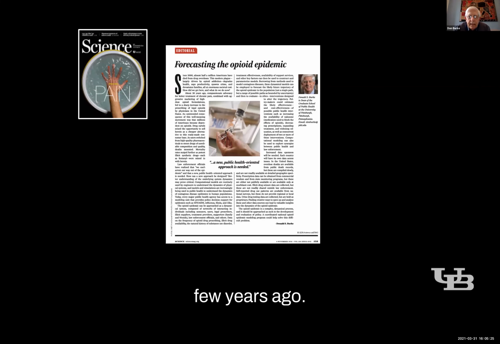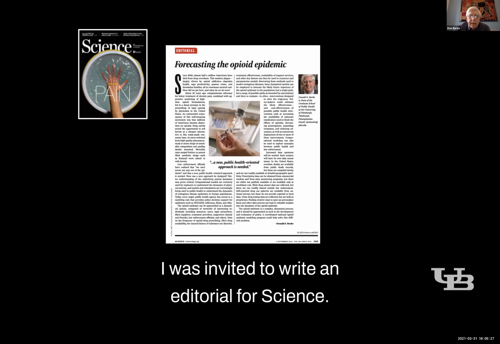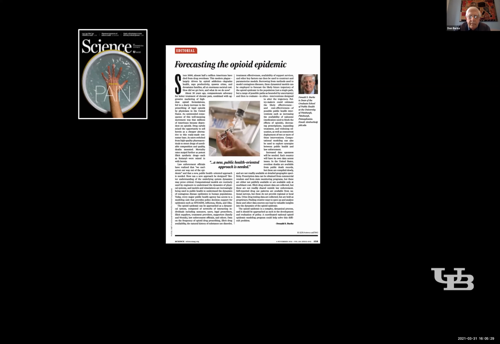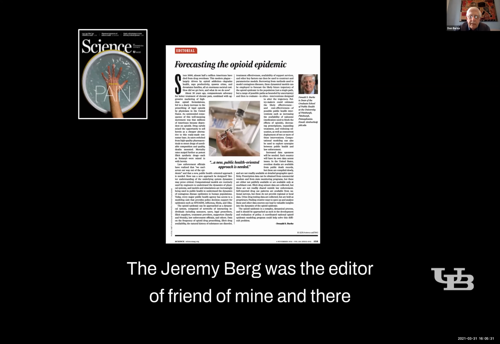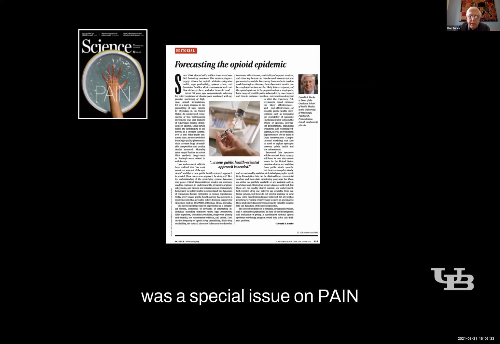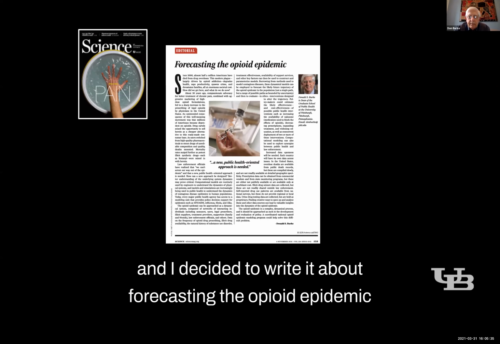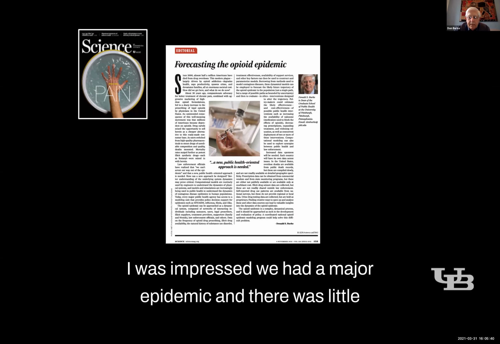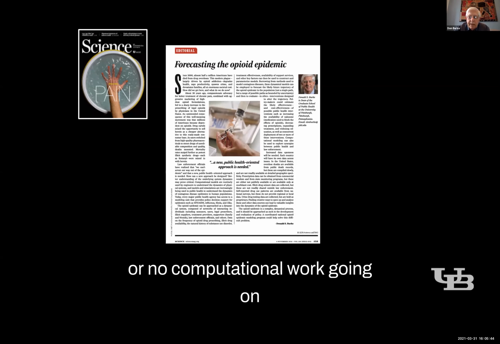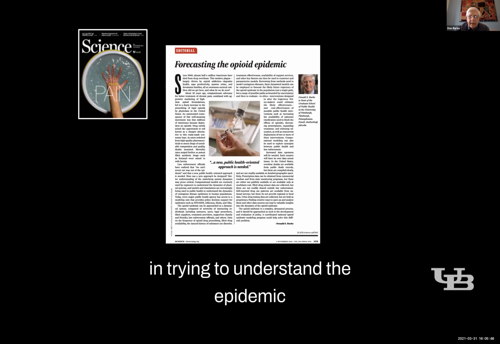A few years ago, I was invited to write an editorial for Science. Jeremy Burke was the editor, a friend of mine, and there was a special issue on pain. And I decided to write it about forecasting the opioid epidemic because I was impressed we had a major epidemic and there was little or no computational work going on in trying to understand the epidemic. And so he gave me this opportunity.